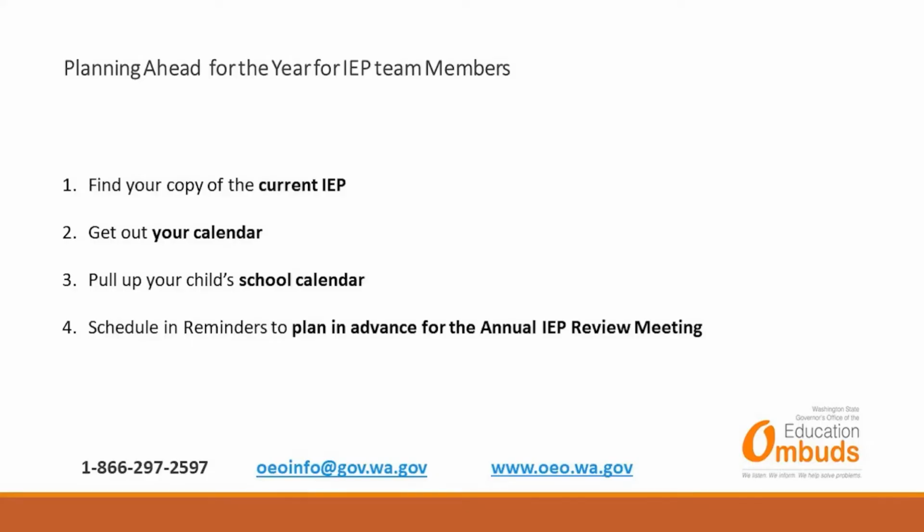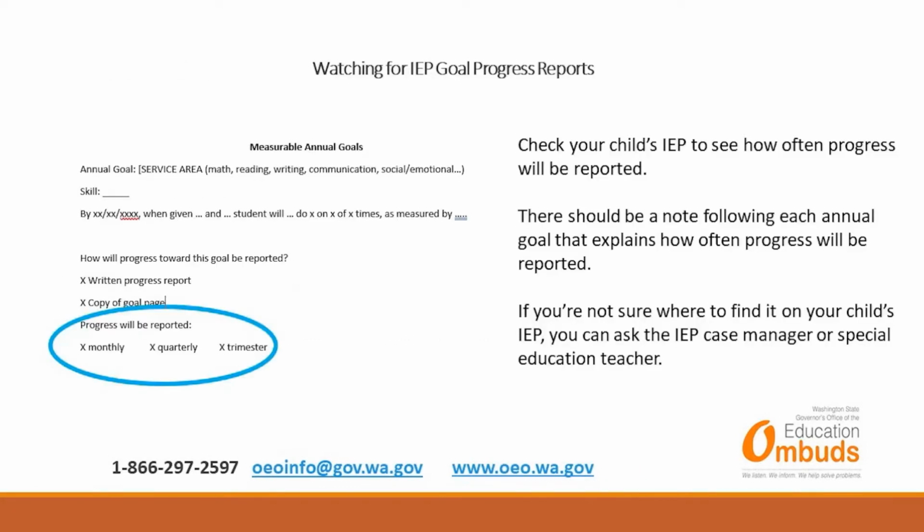I wanted to share some quick tips for IEP team members checking goal progress. So if you're a member of an IEP team, get a copy of the current IEP out, get out your own calendar where you set yourself reminders, and pull up the school calendar if you want to be able to check some of those key dates. We're going to talk about reminders to look for periodic goal progress reports.